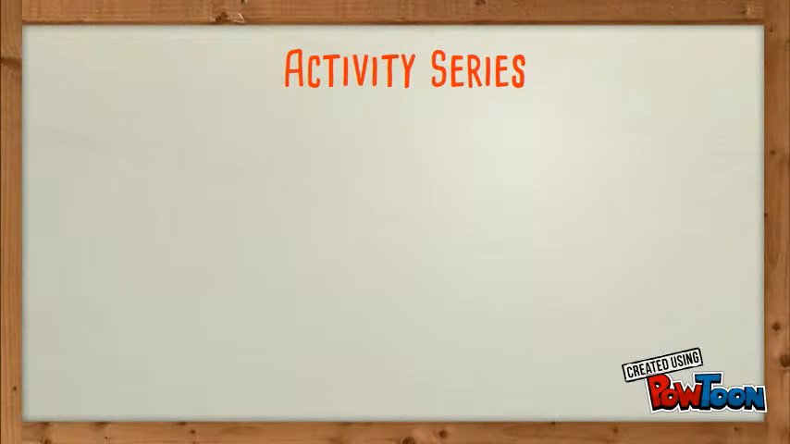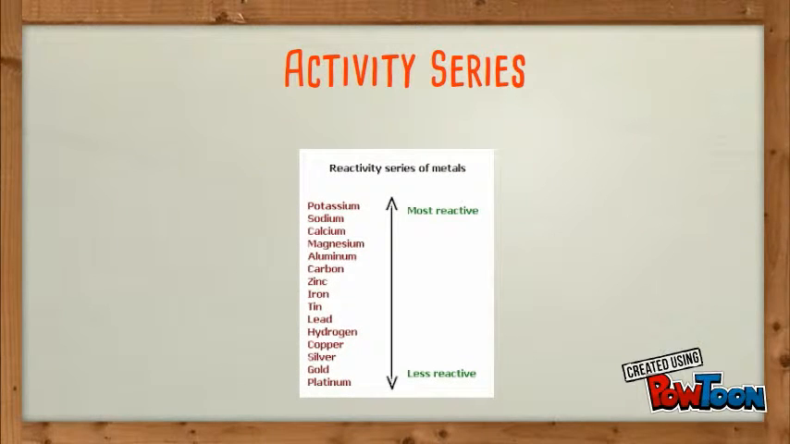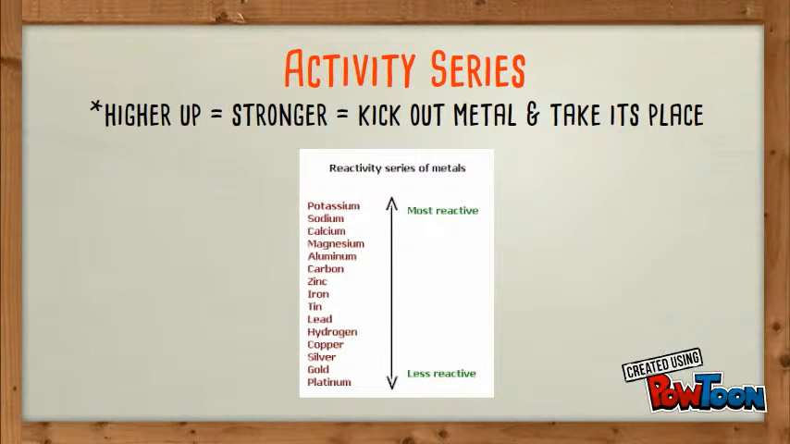Before doing some examples on single replacement reactions, I'm going to tell you a little bit about the activity series. The activity series is a chart with a list of metals, and if a metal is higher up than another metal on the chart, it means that it's stronger and can kick out the metal and replace it.